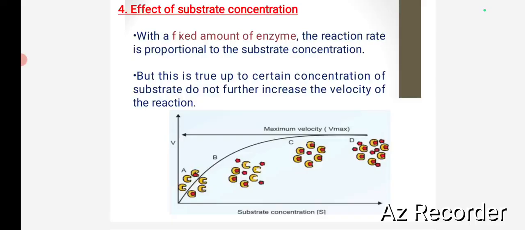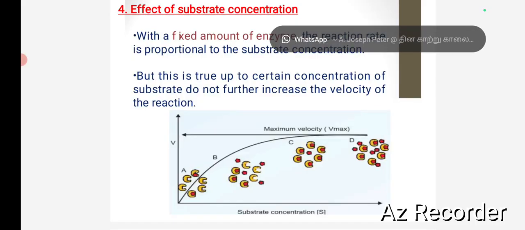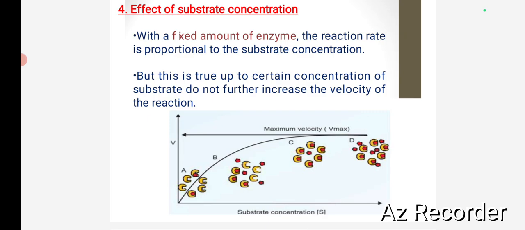Here we can consider 4 tubes, for example A, B, C, D. All the tubes have 6 enzymes, which means only 6 active sites are available. We are increasing the concentration of substrate. In A, only 2 substrates are bound. In B, only 3 substrates are bound. In C and also D, 6 substrates are bound. Here, as we increase the substrate concentration, there are no active sites available, so saturation takes place.